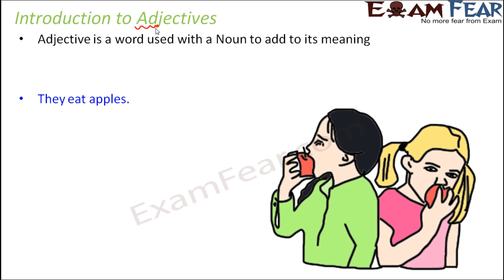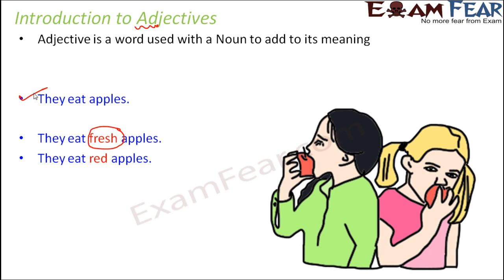Now, if we modify the same sentence, something like this, they eat fresh apples. So here we have an additional word fresh. And what is the purpose of this word fresh? It is adding more meaning to the noun apples. So earlier, looking at the initial sentence which did not have an adjective, we never knew what kind of apples they are. But now looking at this sentence, they eat fresh apples, we know that the apples are fresh, right? So fresh is a word that is adding more meaning to the noun apples.